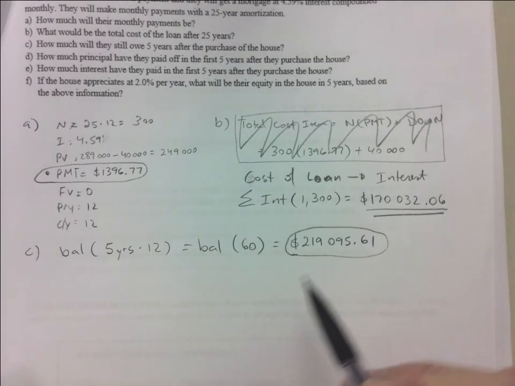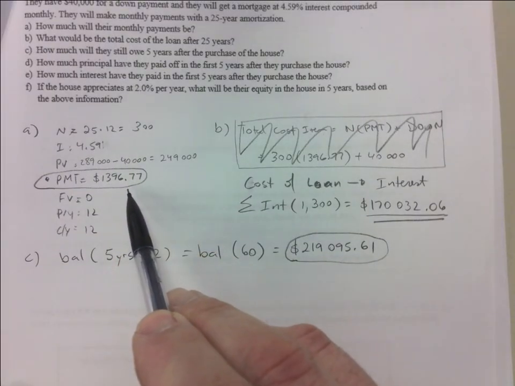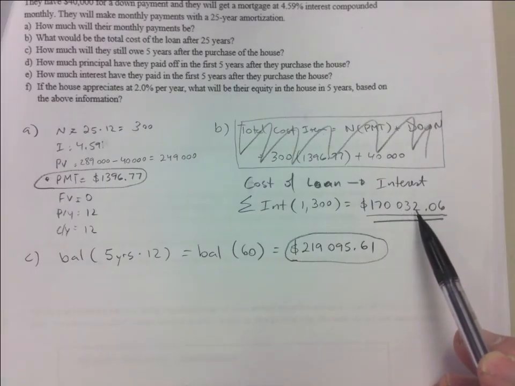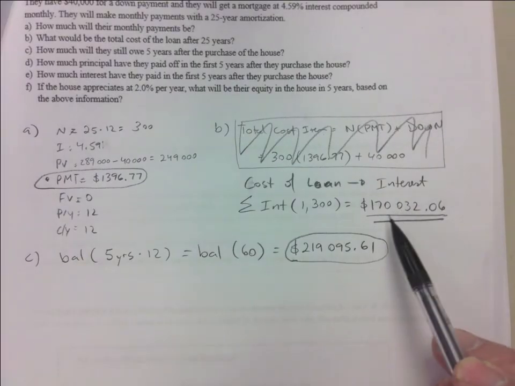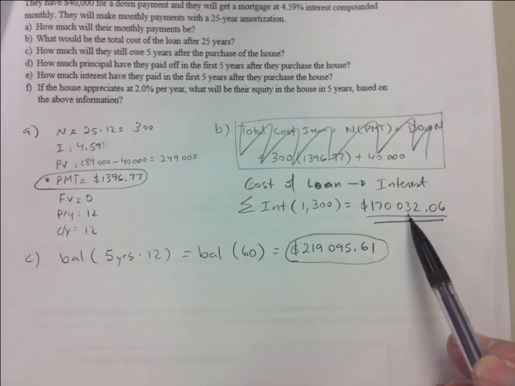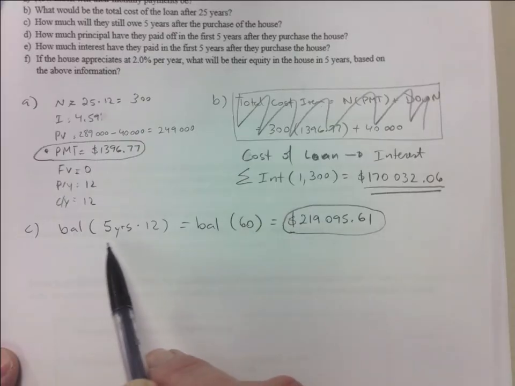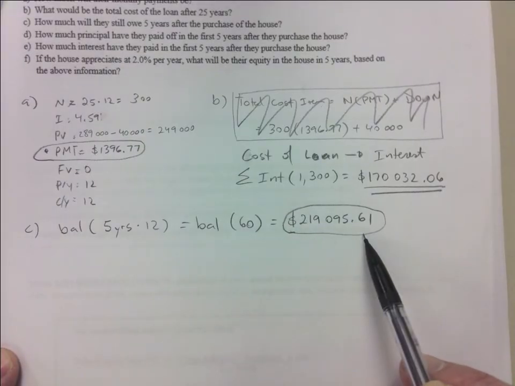Okay, so I found my payment. I determined the interest. This number is a little different if you use the formula. Don't worry about that, just show me the work. It's 170.31, exactly $31. That's the balance owing after 5 years.